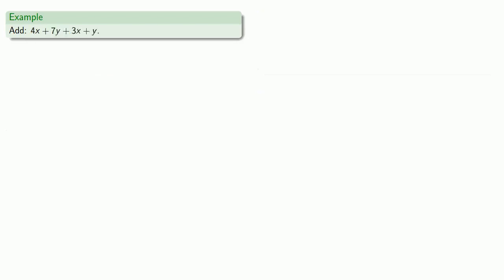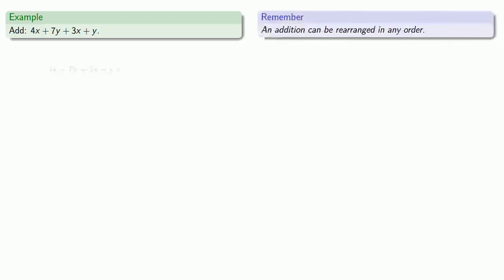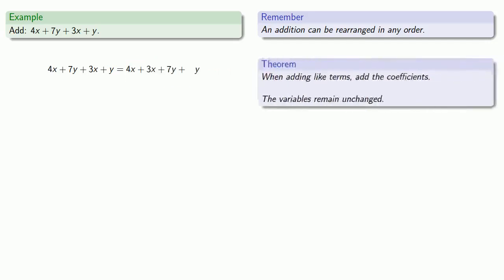So let's take a look at 4x plus 7y plus 3x plus y. While we don't need to do it, we can rearrange the addition in any order that we want to. So let's rewrite this so our like terms are at least close to each other. When we add like terms, we want to add the coefficients. So 4x plus 3x will be 4 plus 3, that's 7, and the variable remains unchanged, x.